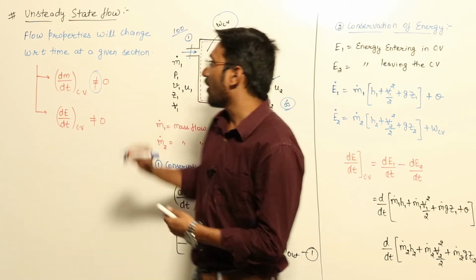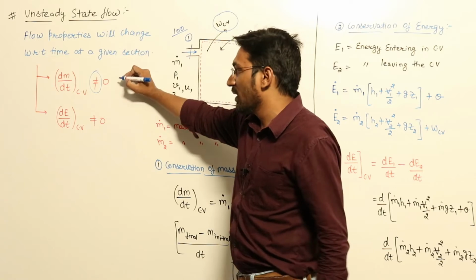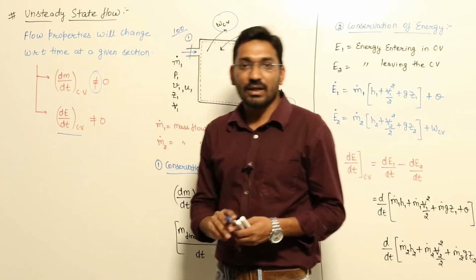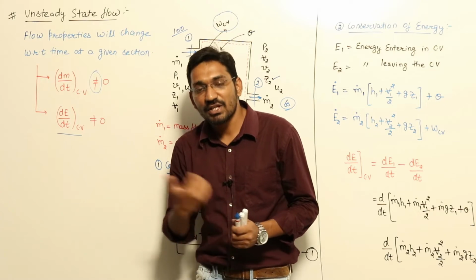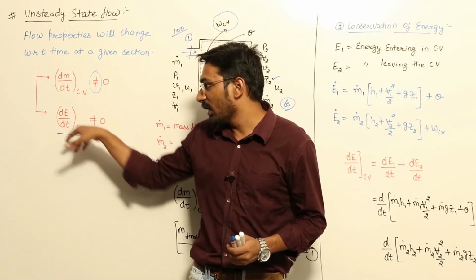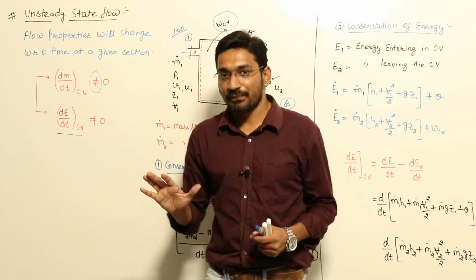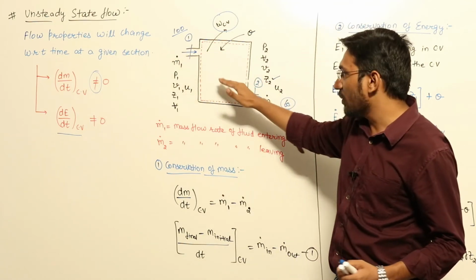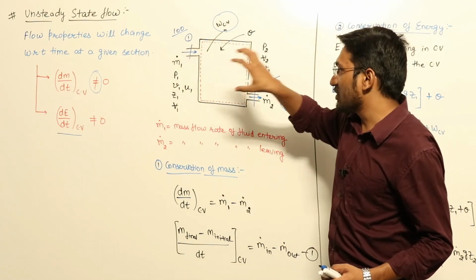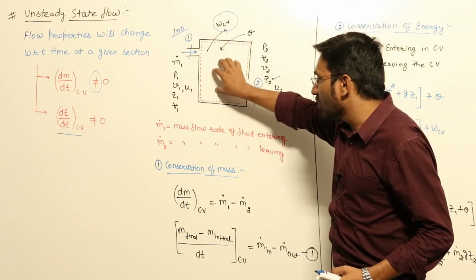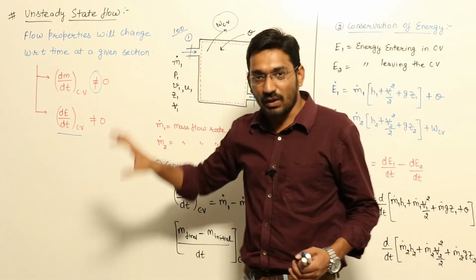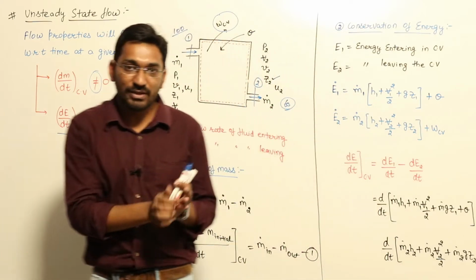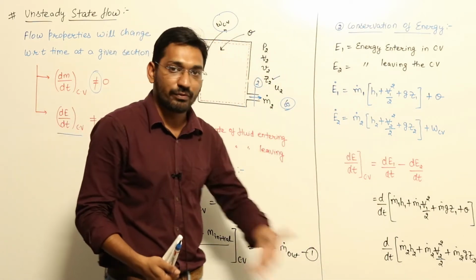But now our topic is unsteady state flow. So in unsteady state, the rate of change of energy with respect to time of a control volume is not equal to 0. Means energy coming in is not equal to energy going out. There must be some accumulation of energy inside this control volume. So this is the unsteady state. So we are going to derive the equations for the unsteady state, how we can move into the questions.